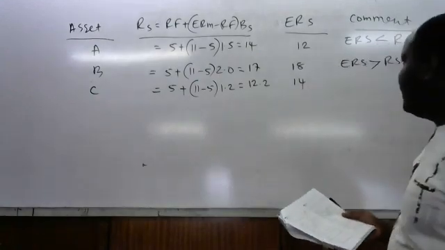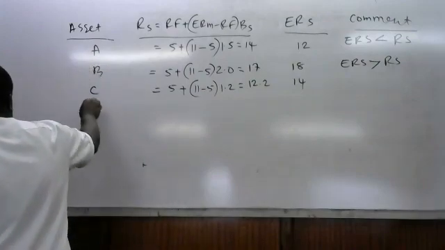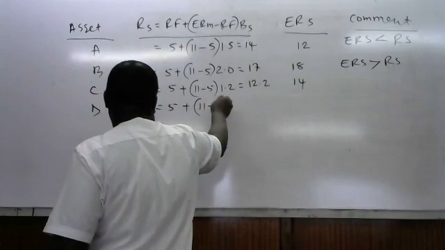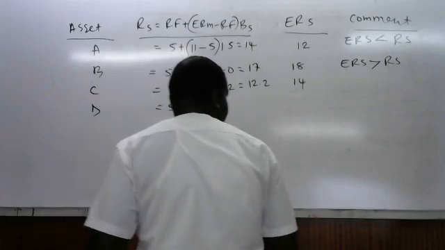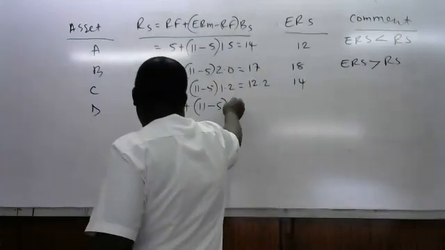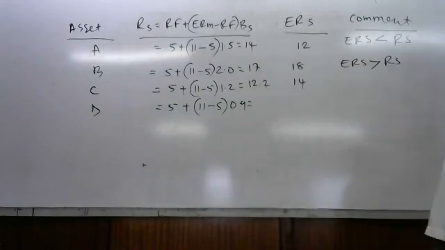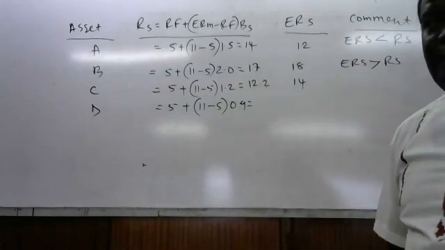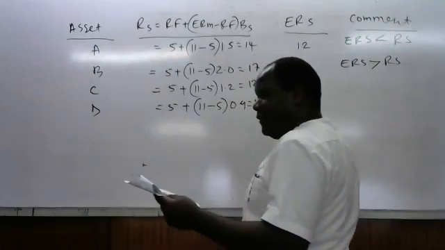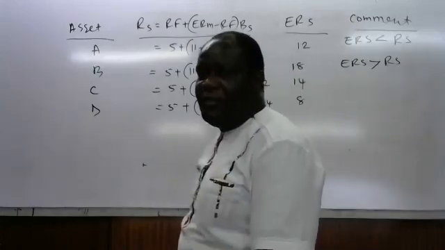Then we go to the next one, which is D. We also check D. So it will be 5 plus 11 minus 5. The beta for this one is 0.9. That gives 10.4. Then you are given which figure? So this one is inefficient.